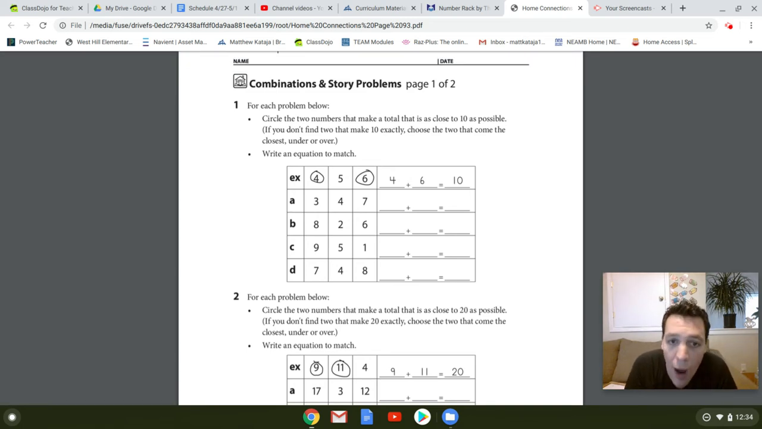So if you want to use our number rack, I would suggest, let's look at A. We have 3 numbers here. We have to find the 2 that make a 10. So I would always start with the biggest number. So in our A, we see 3, 4, and 7. Which one's the biggest? 7.